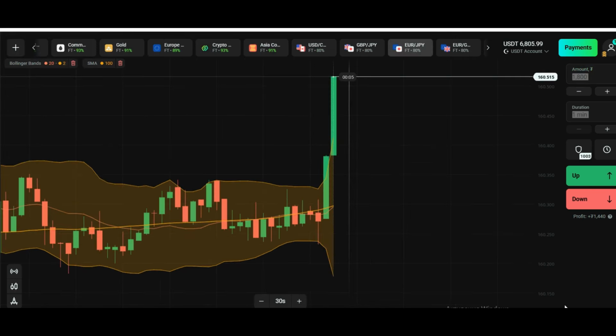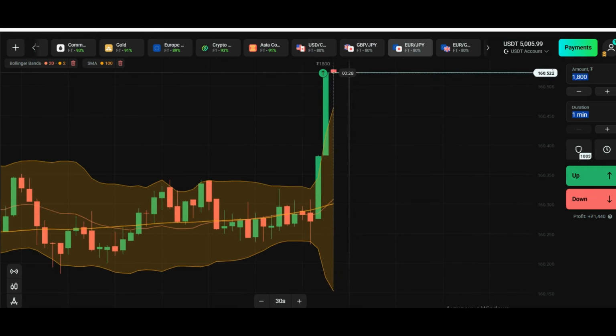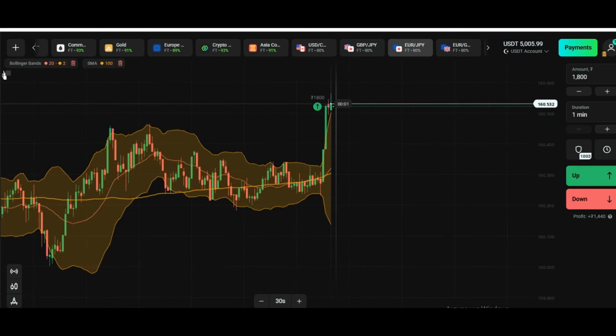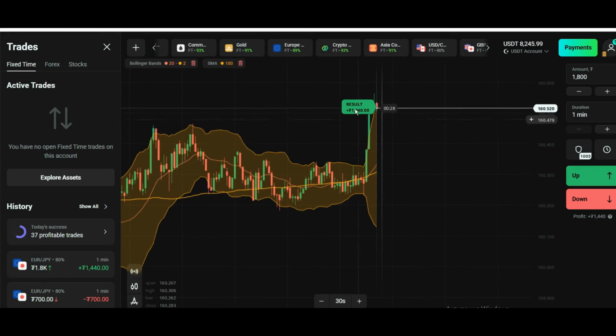Now we will open a trade for $800. Perhaps we will open a trade here. We are opening a trade for an increase. Our trade closes with a profit, friends. $1440 in profit.